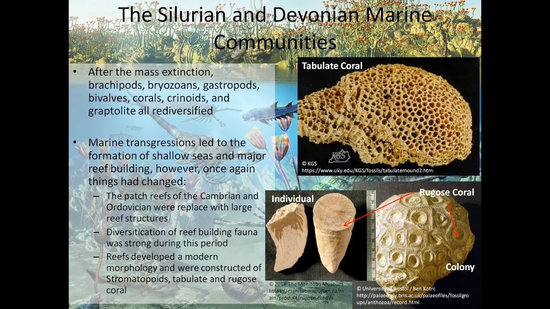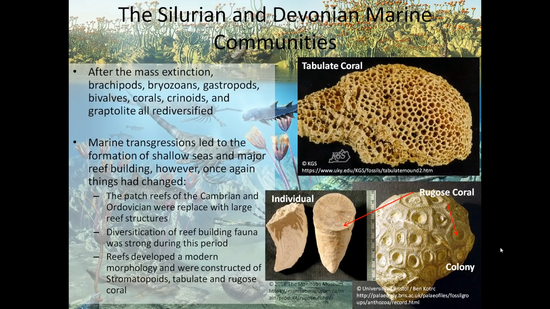So what we noticed during this period is the patch reefs of the Cambrian and Ordovician were replaced with large reef structures. So once again, we're back to these very long linear reefs. We see a diversification of reef-building fauna, and we see especially the appearance of the rugose corals. And the rugose corals are also referred to as the horn corals because they have this very, very distinct horn-like shape. Okay, and they can exist individually or they can exist as colonies.